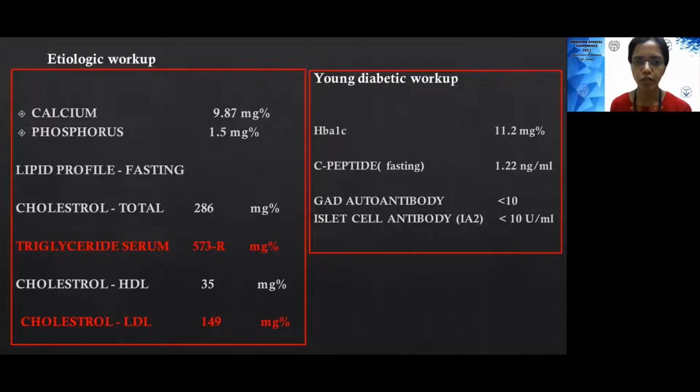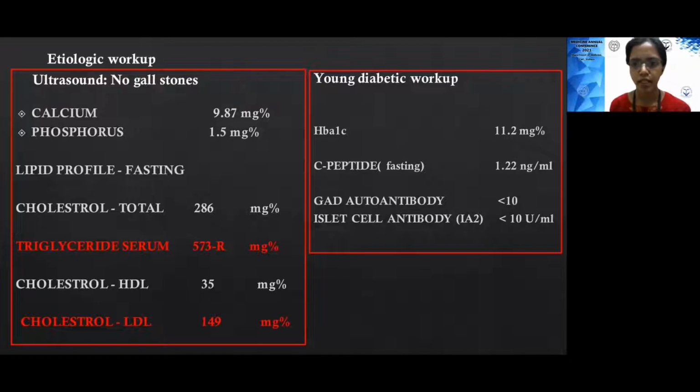We wanted to work up the etiology for the pancreatitis. Since ultrasound did not show any gallstones, we sent electrolytes, calcium, phosphorus, which were normal, and a lipid profile, which showed high triglycerides of 573 and LDL 149.